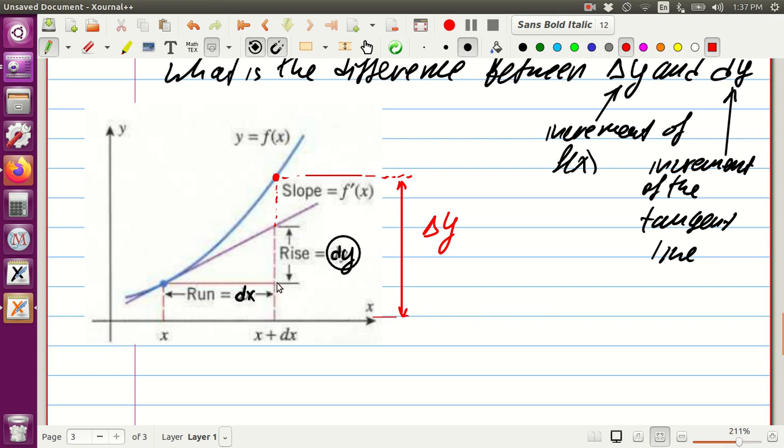And dx, as you can see, will coincide with delta x. Dx is the same as delta x because we move the same distance, whether we're discussing delta x or discussing delta y. All right.